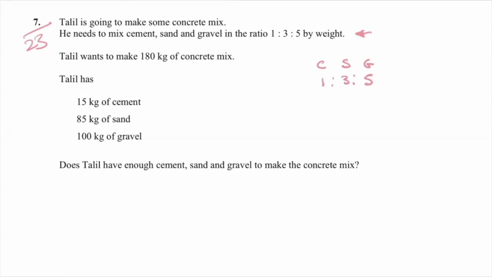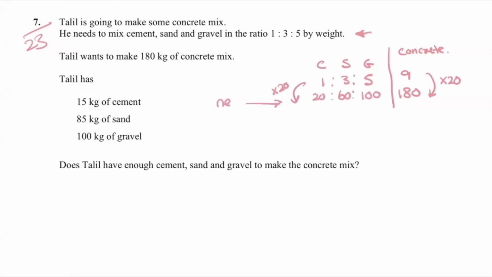Now that, when it's mixed together, creates concrete. So in the ratio, if we added those and just mixed up our concrete in parts 1, 3 to 5, we would have 9. Now he needs to make 180, so we want a total of 180. To get from 9 to 180, we're going to times by 20. So we do that on the opposite side. So that's what he needs if he's going to create 180 kilograms of concrete mix.